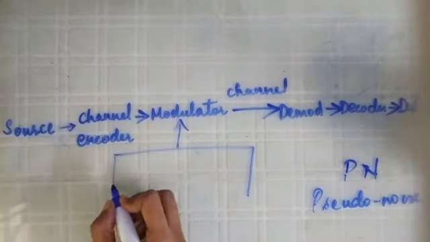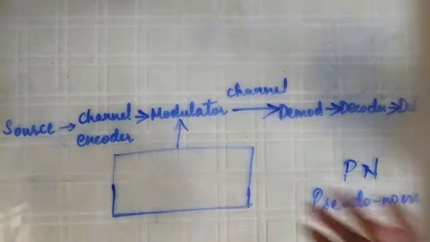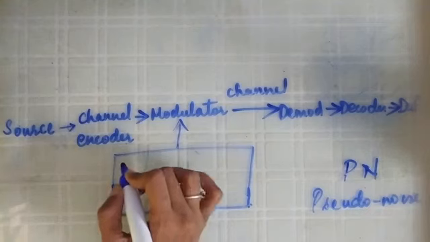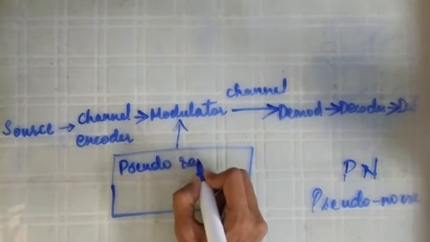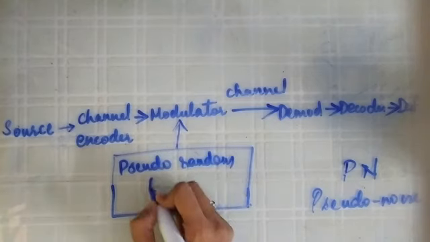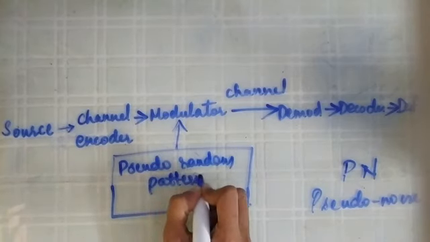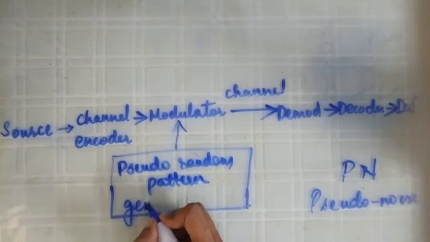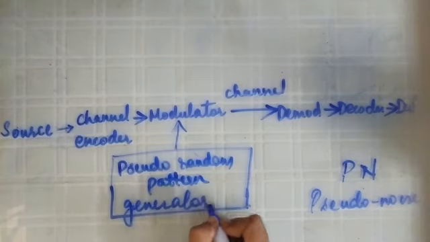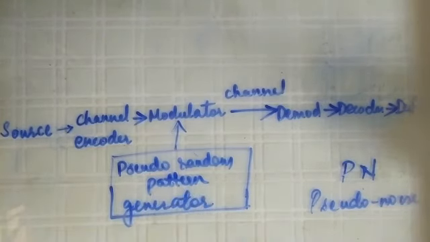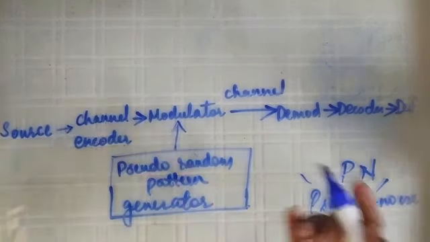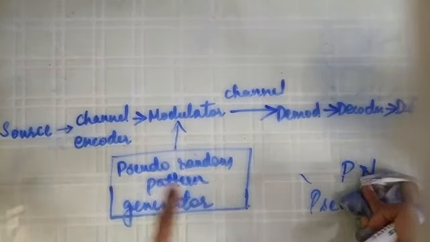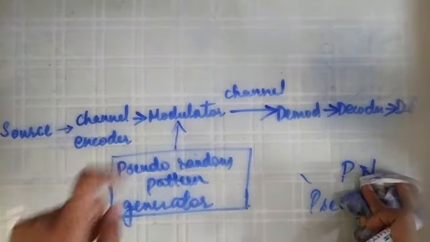So we need a generator, right, to generate that sequence. So we use a pseudo random pattern generator, some string of zeros and ones, which looks random, which is not actually random, but it looks random. That is why it's called pseudo random noise. So this sequence is being multiplied with the signal over here.